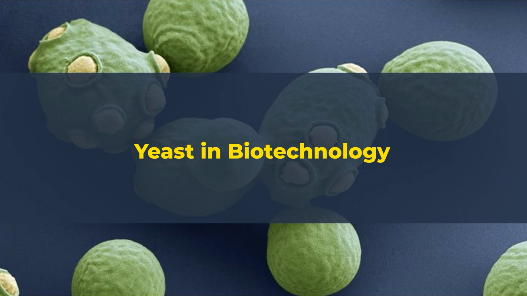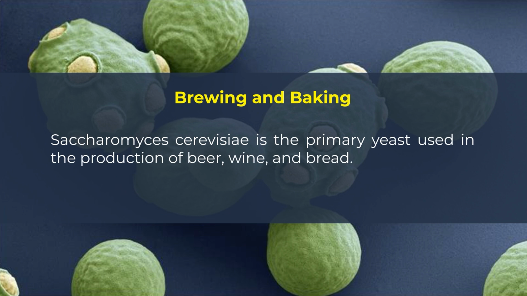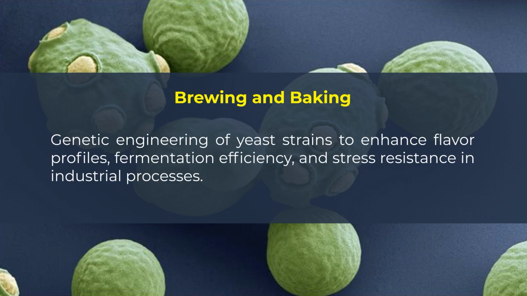As I have mentioned earlier, it is extensively used in brewing and baking industries. Saccharomyces cerevisiae is a primary yeast used for the production of beer, wine and bread. The process of fermentation by yeast converts sugars into ethanol and CO2, with application in various food and beverage industries. Genetic engineering of yeast strains can be used to enhance flavor profiles, fermentation efficiency and stress resistance for industrial processes for the production of beer, wine and bread.